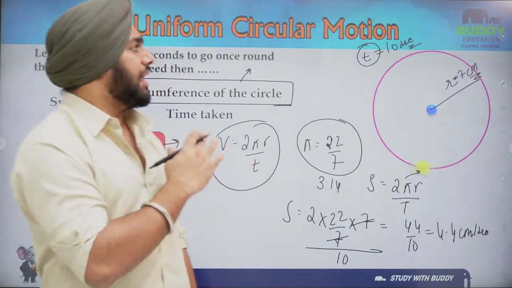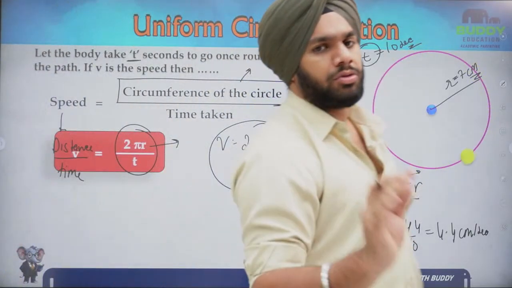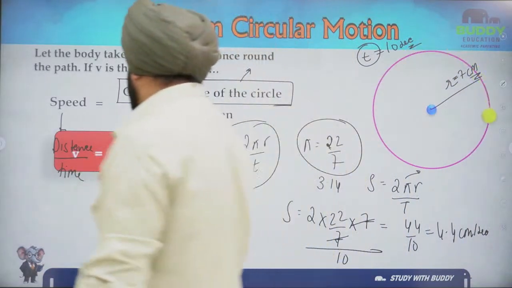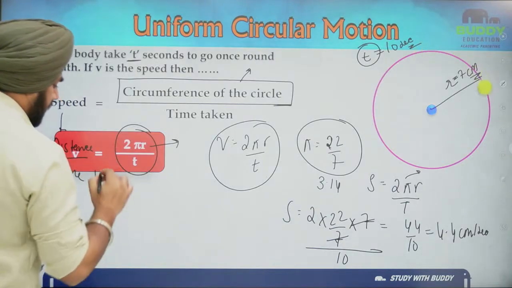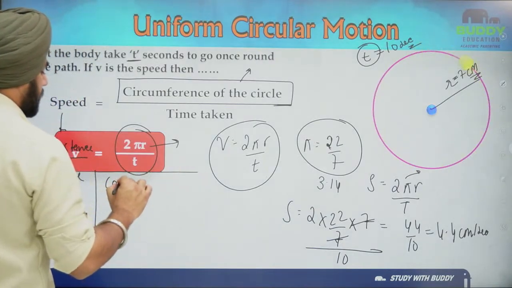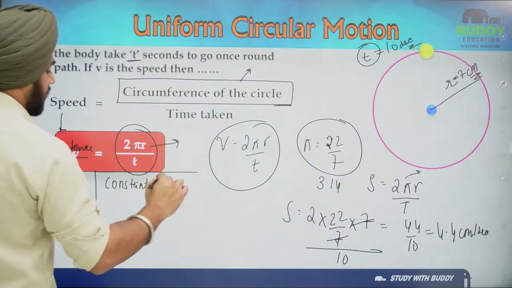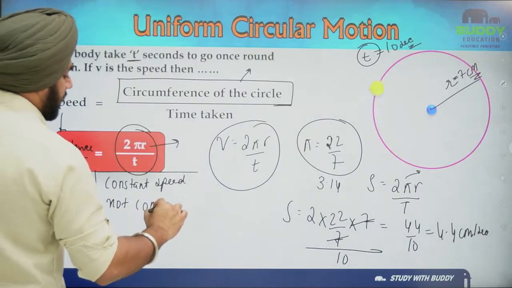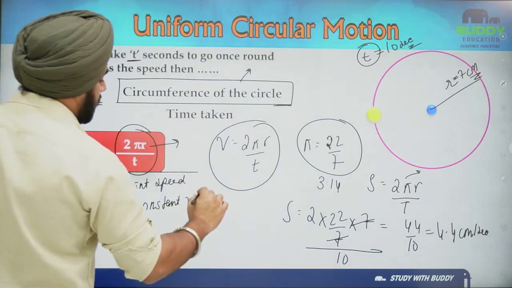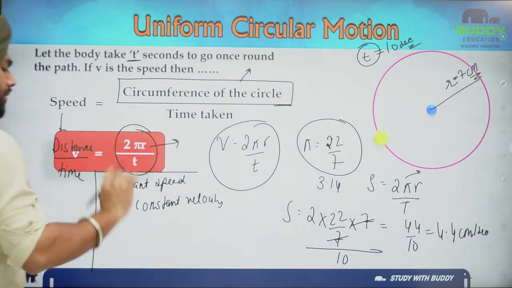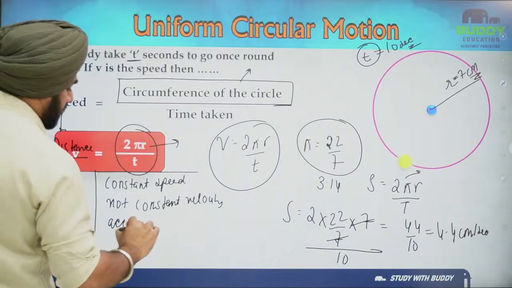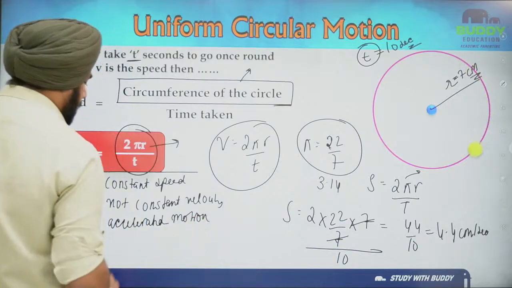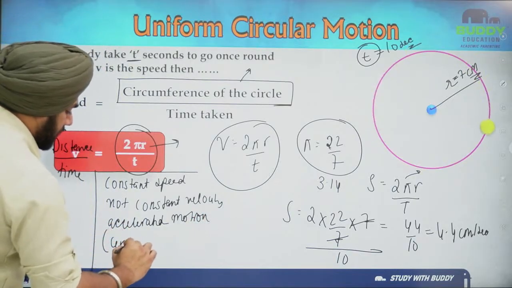So I have told you everything required in circular motion, because it is very limited. There are certain things you need to remember. The particle is under constant speed, that is why we call it uniform circular motion. It is constant speed, not constant velocity. Then it is an accelerated motion. What type of acceleration is it? We call it centripetal acceleration.